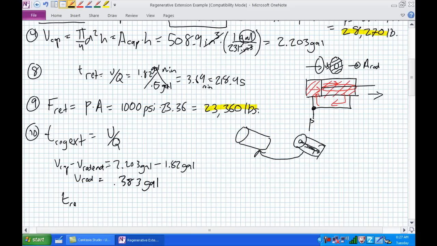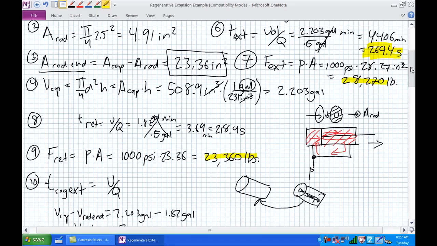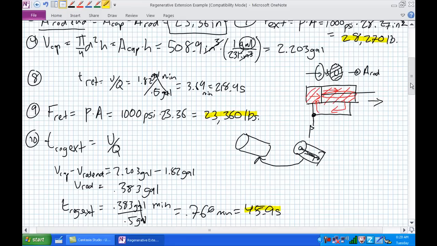So, time for regenerative extension. Volume 3.83 gallons divided by our flow rate of 0.5 gallons per minute. Gallons crosses out. What do you get there? You get 0.766 minutes, which is 45.9 seconds. Dig? Sufficiently faster than our earlier extension time of 264 seconds.